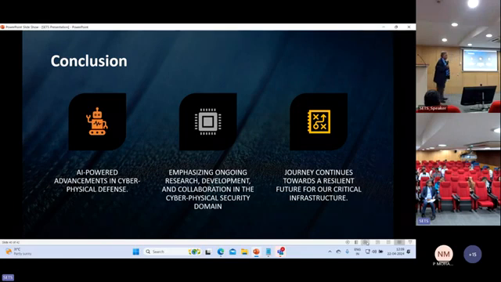So in conclusion, there are three important messages that we can take home. One is AI-powered advancements in cybersecurity and physical defense, which is very important, along with emphasizing ongoing research and development and collaboration in the cyber-physical security domain. Remember that. That's also very important. Then, of course, the journey continues towards a resilient future for our critical infrastructure. So these are the kind of things.